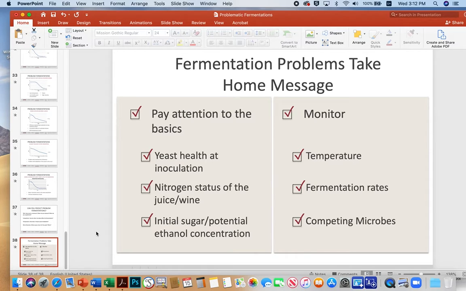The initial sugar potential and ethanol concentration obviously is important as well. And these are all basic things. You can monitor temperature and fermentation rates, or even the amounts of competing microbes.